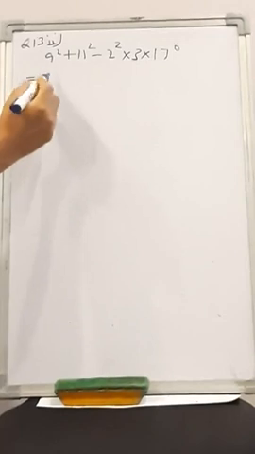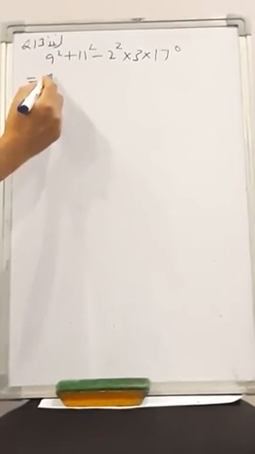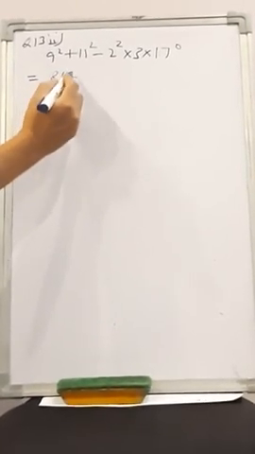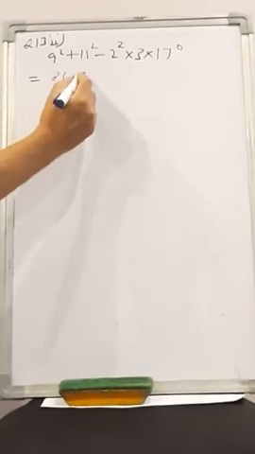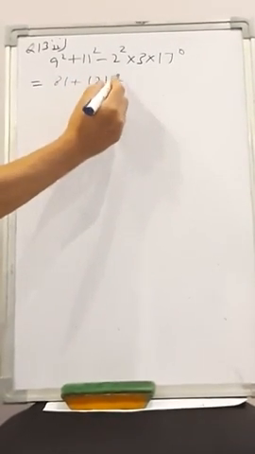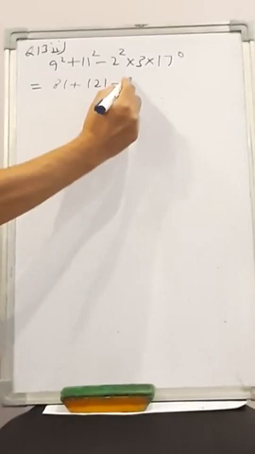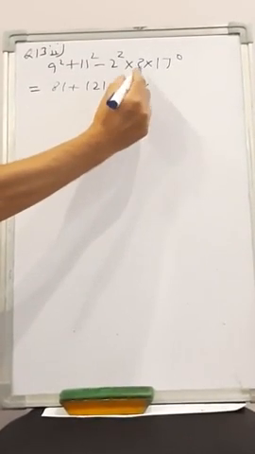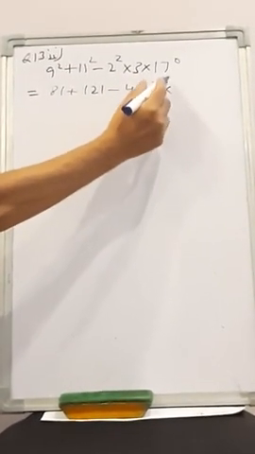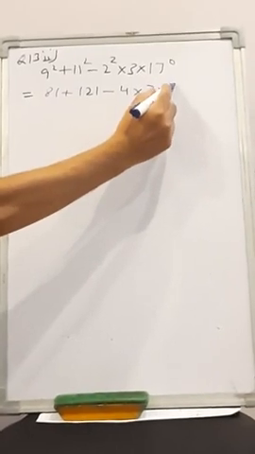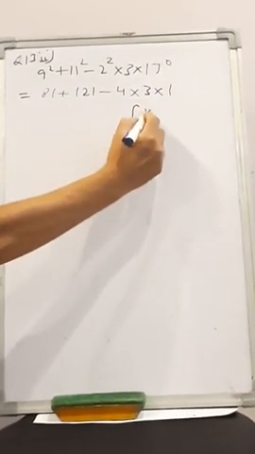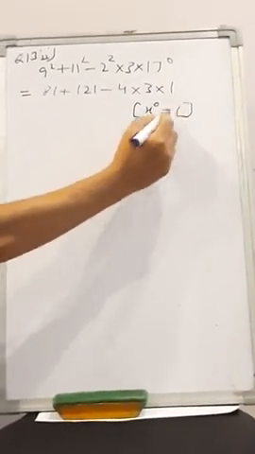So what is 9 square? It is 9 into 9, that is 81. What is 11 square? It is 11 into 11, that is 121. 2 square is 2 into 2, that is 4. And 3 to the power 0 is 1. You know x to the power 0 equals 1.